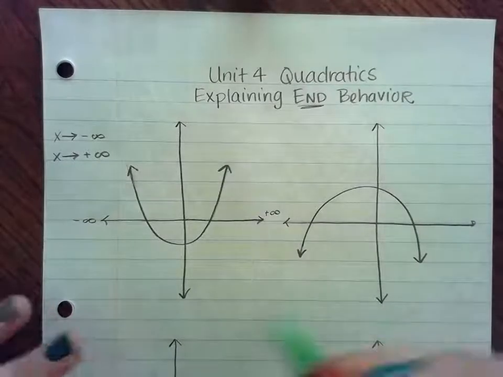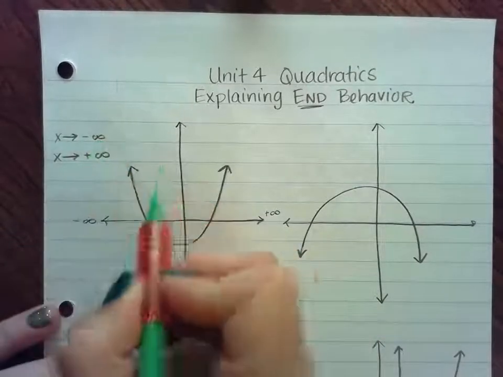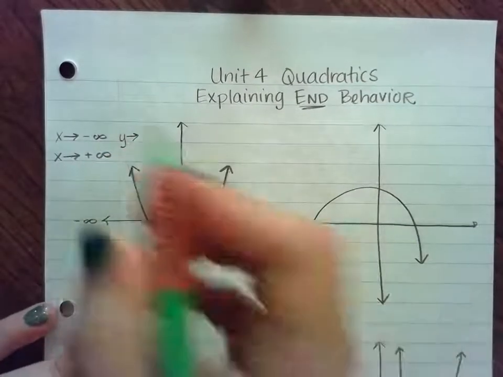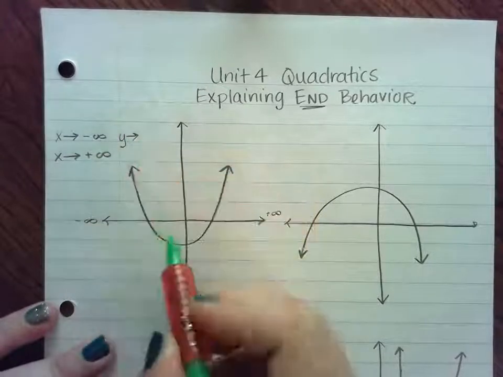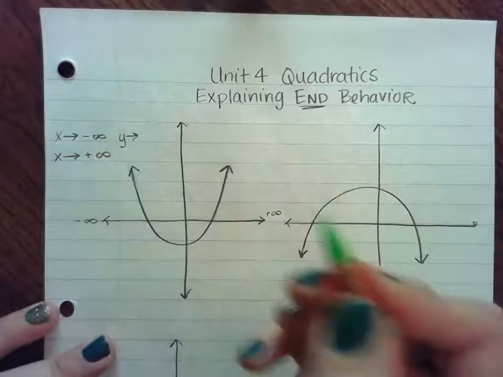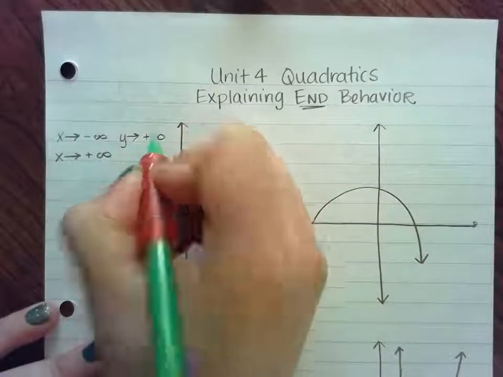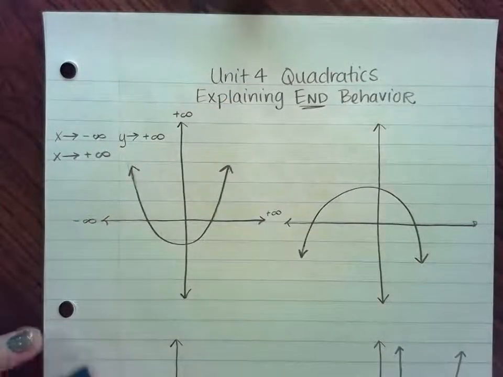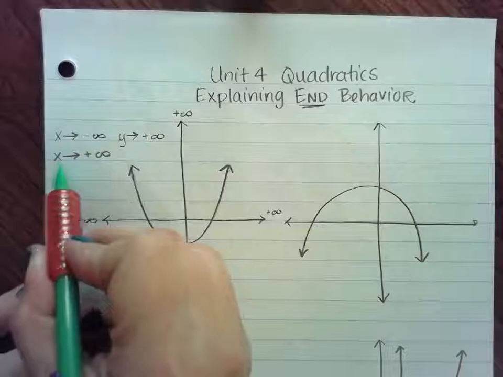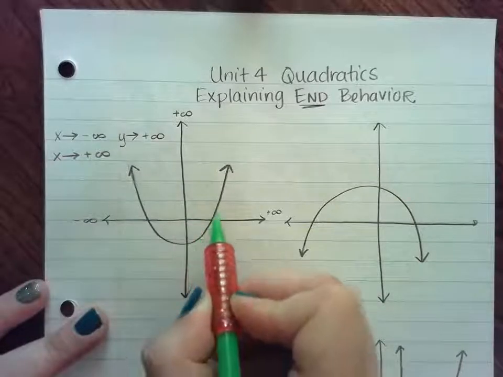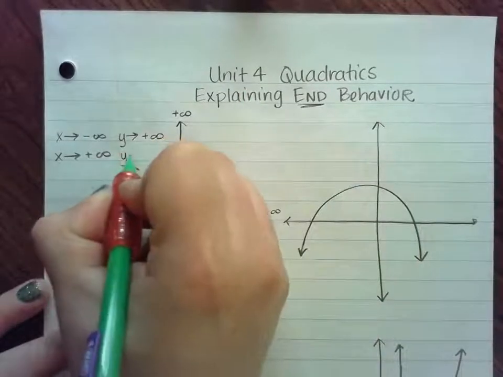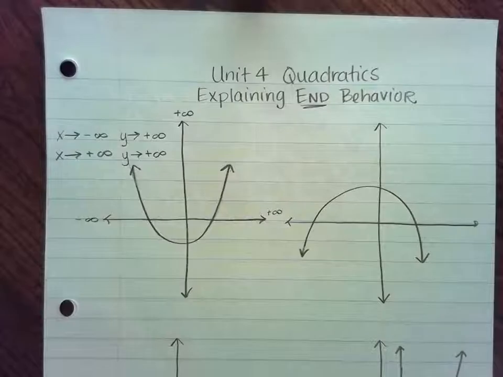So what's happening? Well, as x approaches negative infinity, on the left-hand side, the graph goes up. To write that, you say y approaches, and if you're going up, then y approaches positive infinity. Positive infinity is up here on the y-axis. And then on the right-hand side, as x approaches positive infinity, the graph is going up again, so you write y approaches positive infinity again. That's your end behavior.